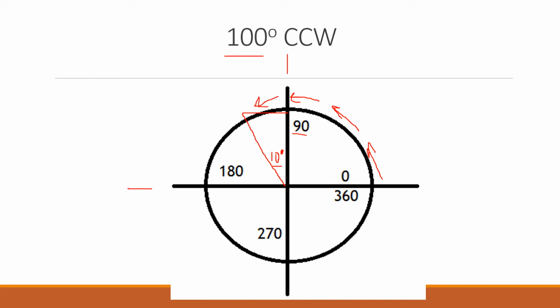So how do I do that? Look at the way the triangle's drawn. I go north, and then I go west. So if I go north and then I go west, I'm going to take the angle. 100 degrees CCW is 10 degrees west of north.